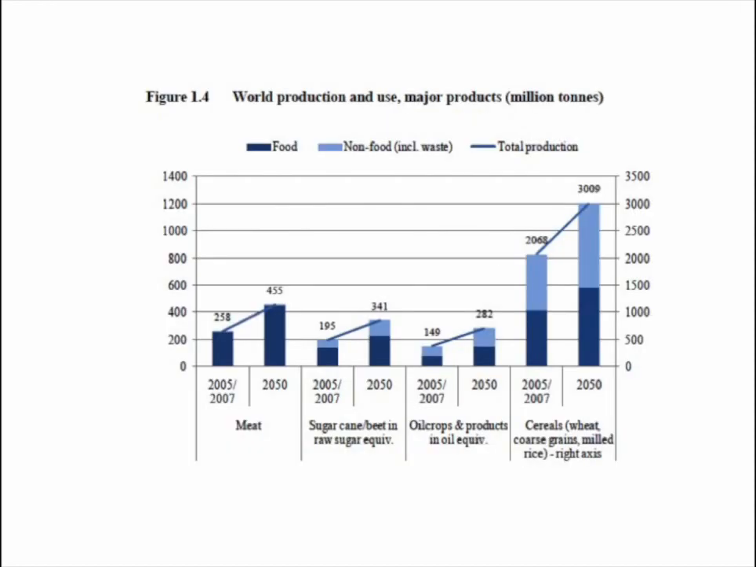All right, here's figure 1.4 from our readings. You can see that they are projecting meat consumption to increase, sugar cane or beet consumption to increase, oilseeds to increase, and cereals to increase. Those numbers are from the 2005 base period to 2015. Much of the reason why those items are increasing is because of population increases, although we're projecting those to slow down, but also because of income increases.